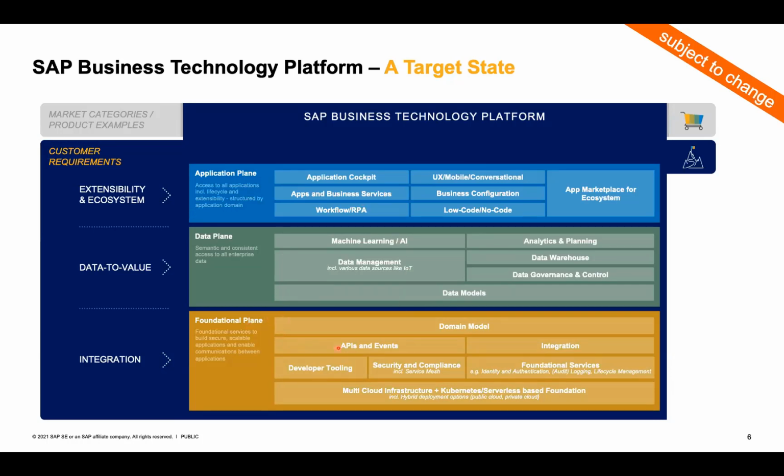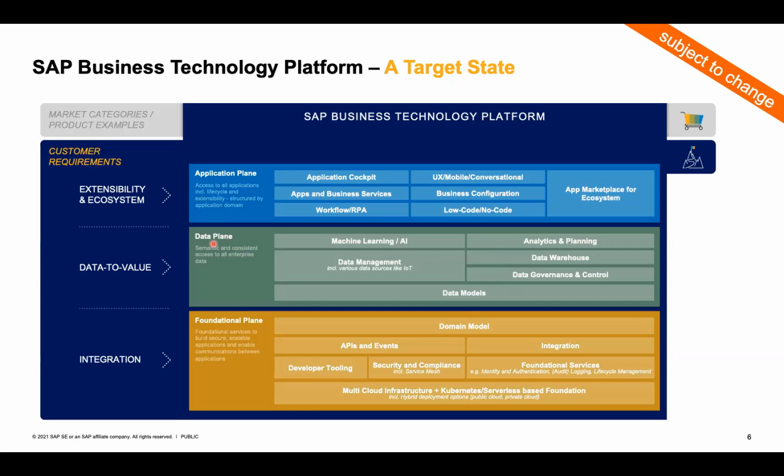So foundational plane, like very foundational technologies, like actually the infrastructure layer down here, multi-cloud, different providers for the infrastructure. Also Kubernetes you see here. And then other services like, for example, identity and authentication, audit logging, integration capabilities, APIs and events. So all of these basic technologies that you somehow need in a platform to be able to connect things, to monitor things, and to administer things and stuff like that.